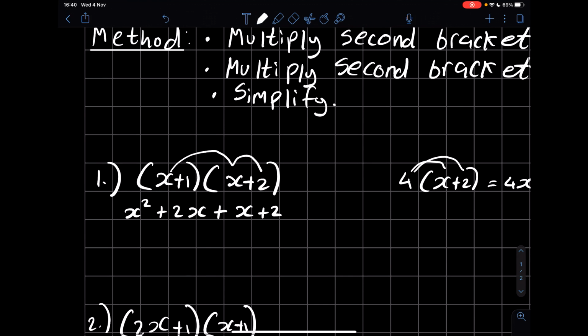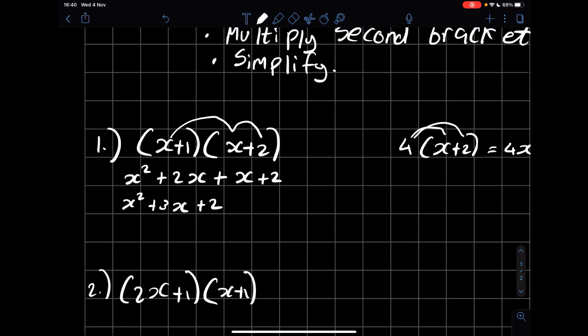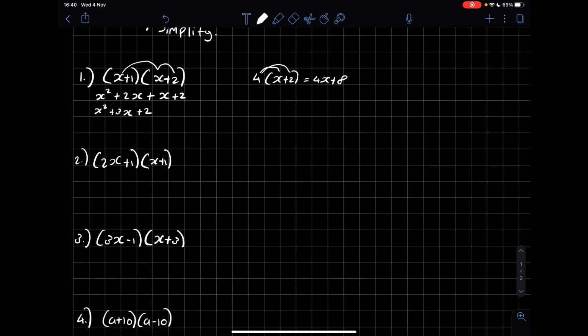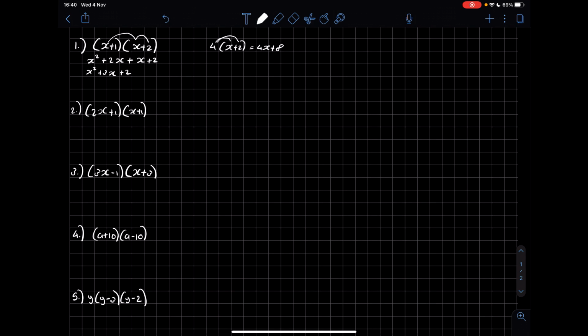And the last step is to simplify. So x squared is the only term with a squared, 2x plus x is 3x, and then we just have the plus 2. So that's how you expand two brackets. Now I'll pause the video and let you have a go at the rest. If not, then just see how I do them.